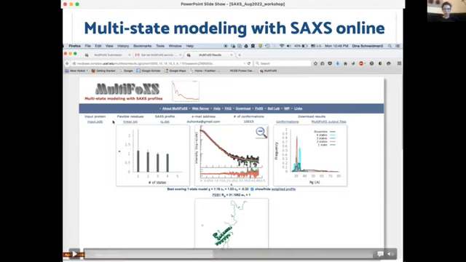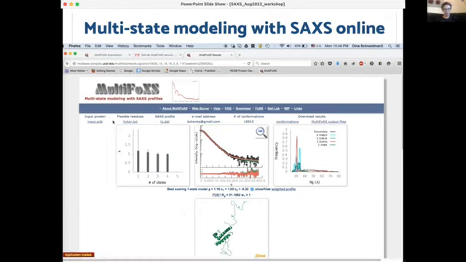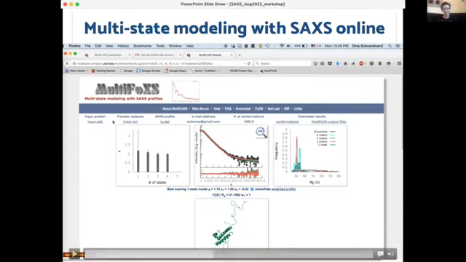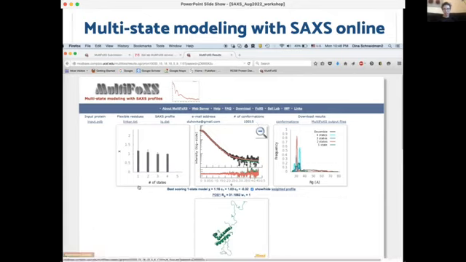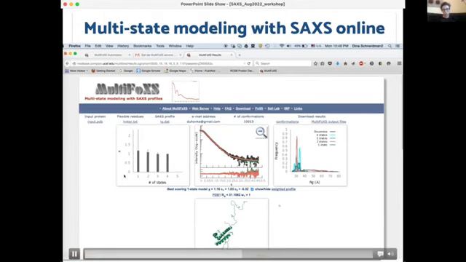So let's start with single state models. We can see that the best scoring 1-state model can fit the data quite well. The chi is 1.16, which is not bad at all. So this data set basically can be fitted with a single state despite being a disordered structure. But if we go to a two-state model, it improves very, very slightly.